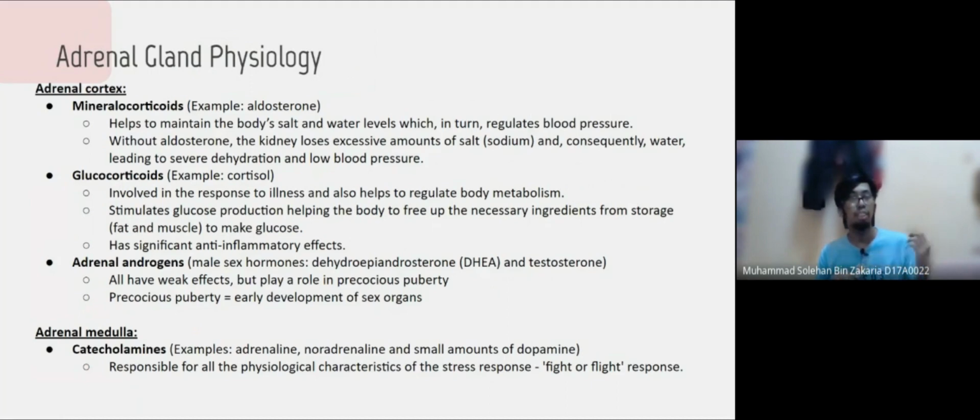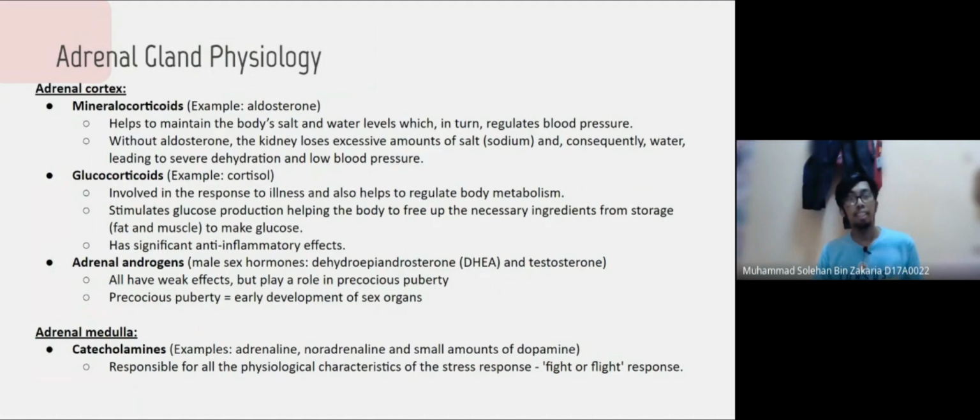Then we will go on to the glucocorticoids. An example will be cortisol. So for this hormone, as the name suggests, it mainly functions in glucose production. It stimulates glucose production by consuming material from any storage such as fat and also muscle.